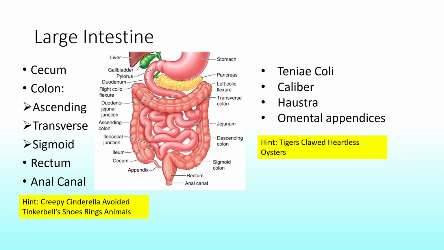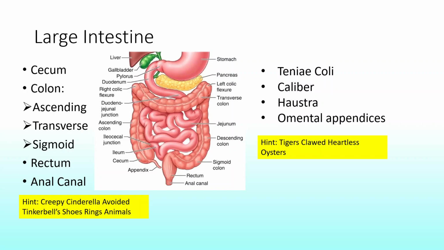Now let's talk about the large intestine. So we have the cecum with the appendix attached on the right side, and the colon. So we have the ascending, transverse, and sigmoid colon, as well as the rectum and the anal canal. This is a mnemonic that I came up with: "Creepy Cinderella avoided Tinkerbell's shoes, rings, animals," to help me remember the parts of the large intestine.